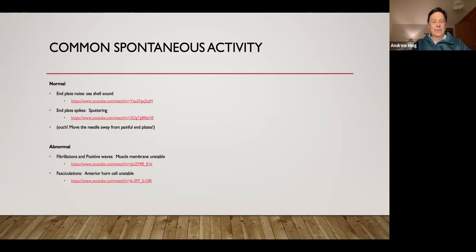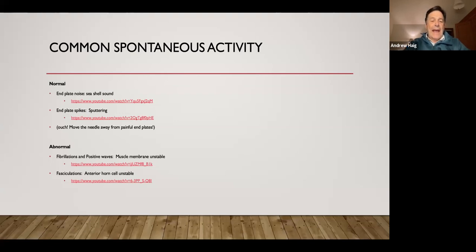So, normal spontaneous activity, and we'll come to the videos in a minute, kind of as a recap. If you put a needle right near the motor end plate of a muscle where the nerves plug in, you'll often hear a seashell sound. You'll also hear another sound, which is like this, ouch, because when your needle's right at the motor end plate, it kind of hurts. So you just get out of there, right? The other thing you can see at the end plate is some sputtering spikes. So when you see those things, don't confuse them with motor units, and don't confuse them with abnormal spontaneous activity. And they hurt, so get the needle the heck out of that area.